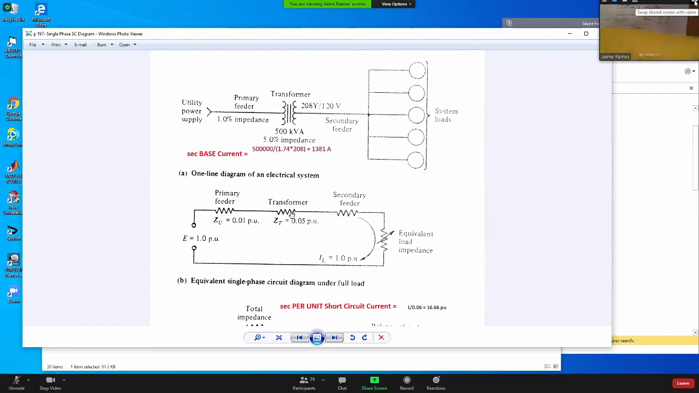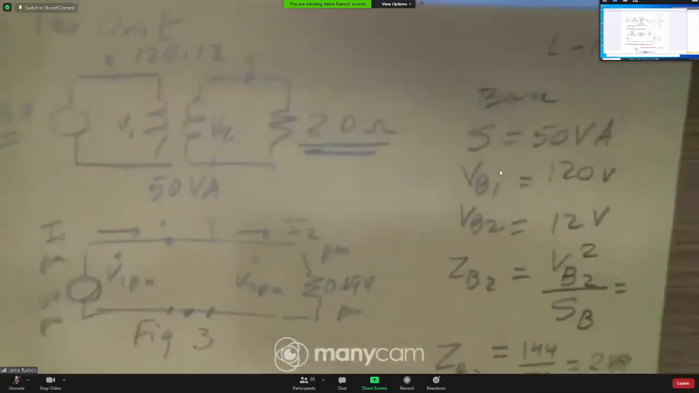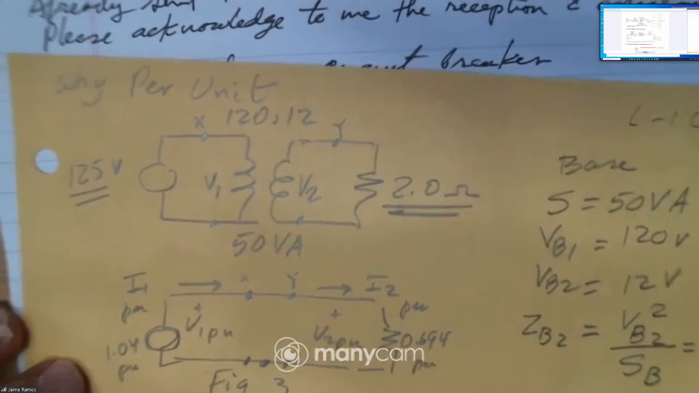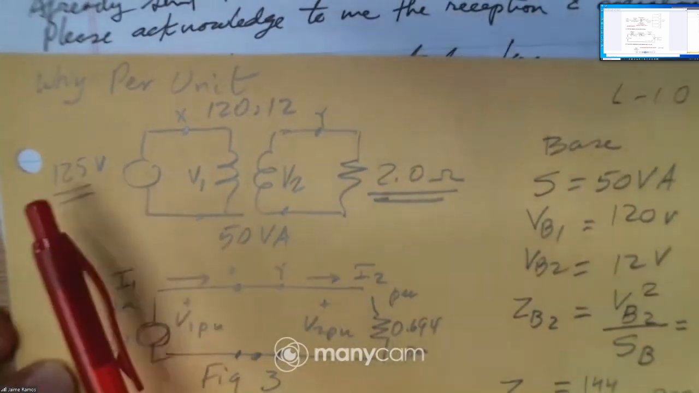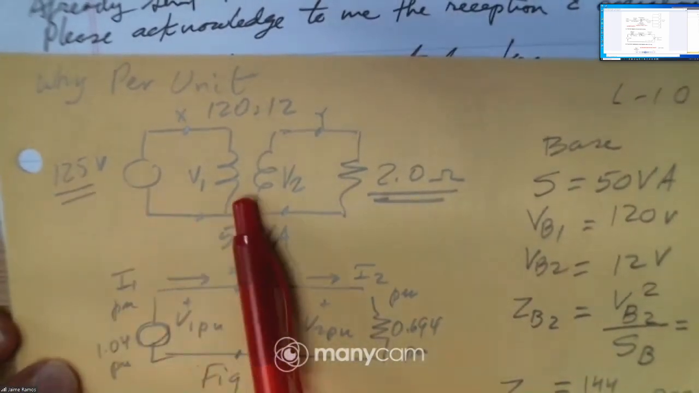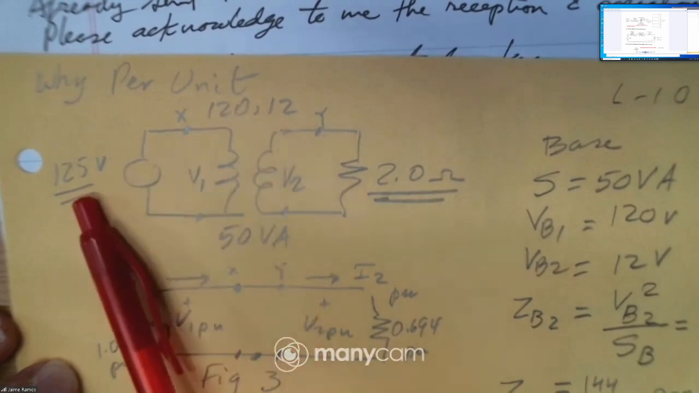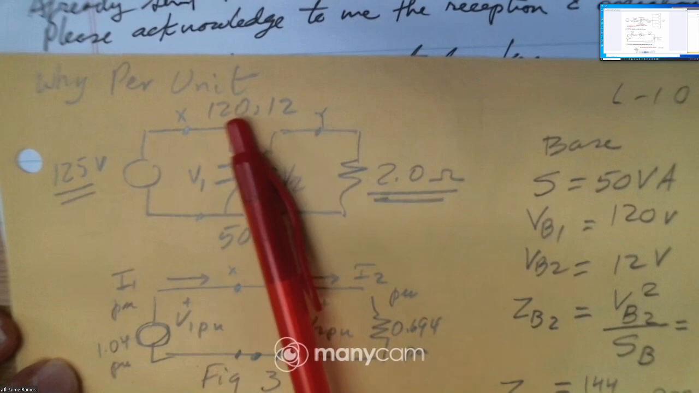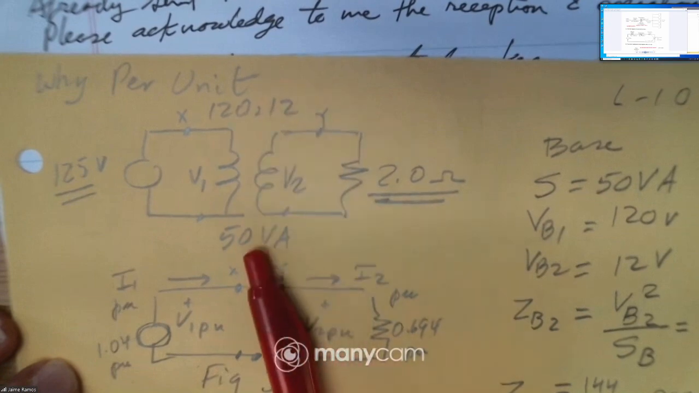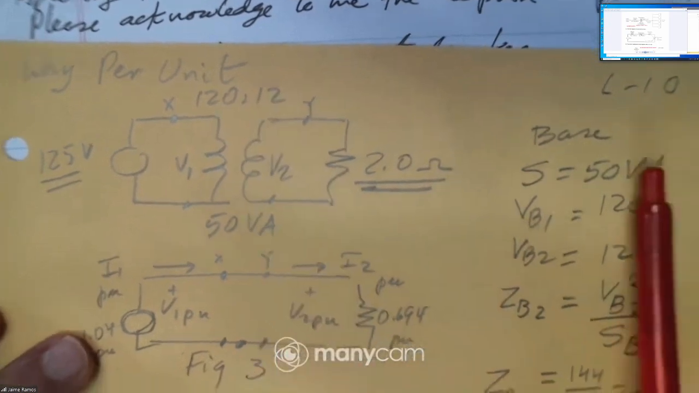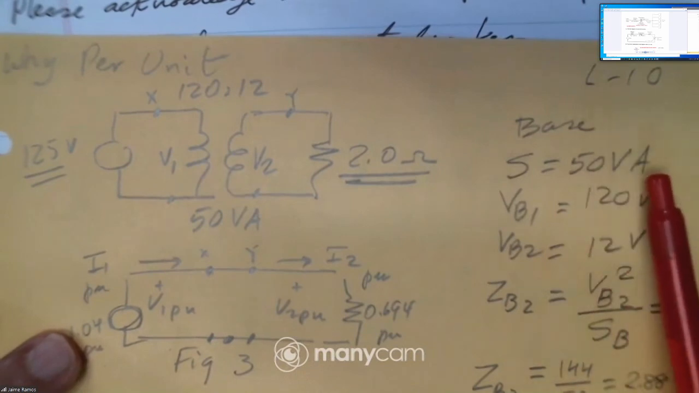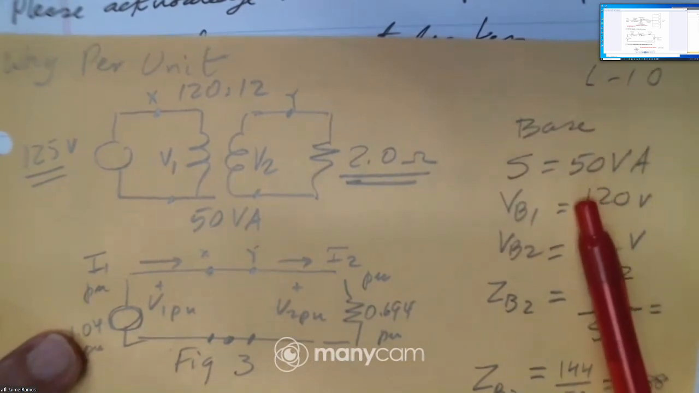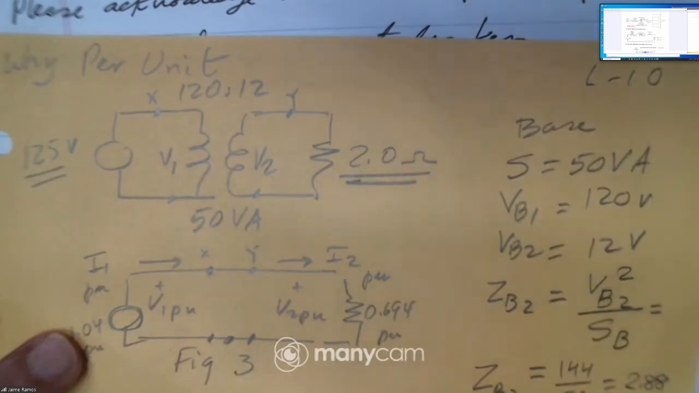So look, let me do some calculations here for a simple transformer. It's being fed with 125 volts, but the transformer is 120 to 12, 50 VA. So here is the base, 50 VA and 120. So look, we pick up the base.